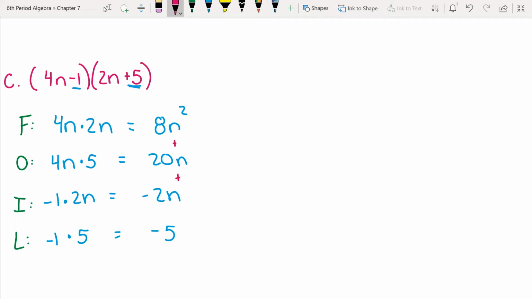You should have been combining your like terms, adding everything together, which is really just your outer and your inner, and write your answer in standard form. You should have gotten 8n squared plus 18n, because it's 20 minus 2, and minus 5.